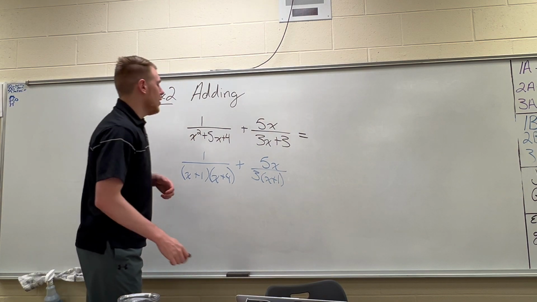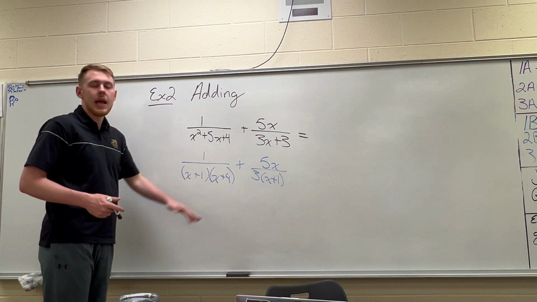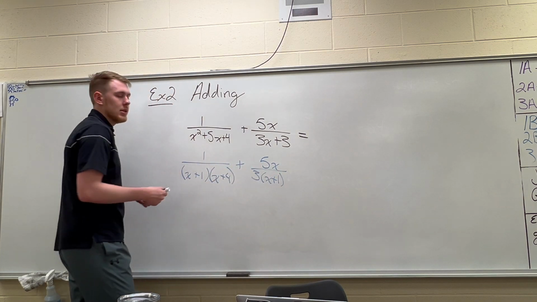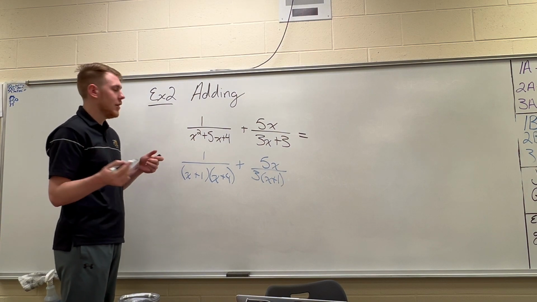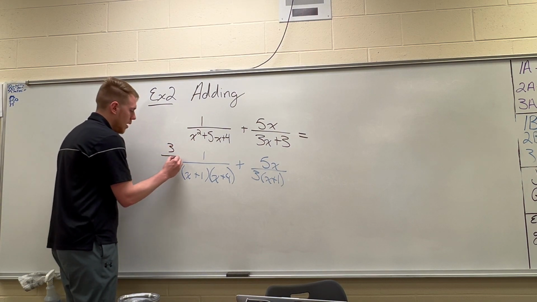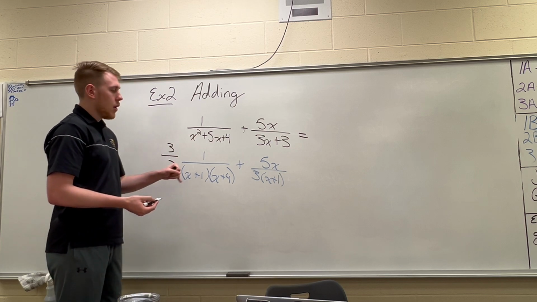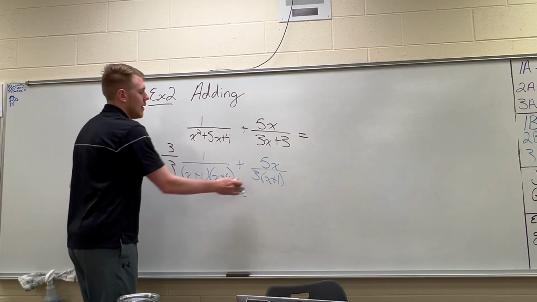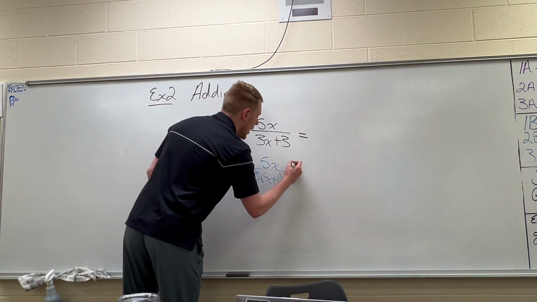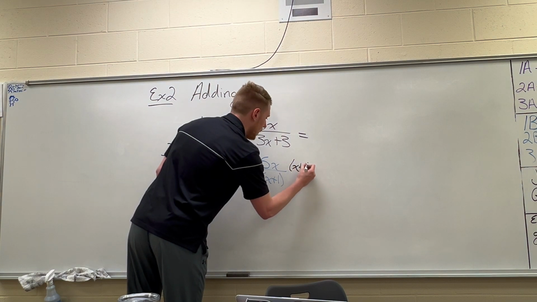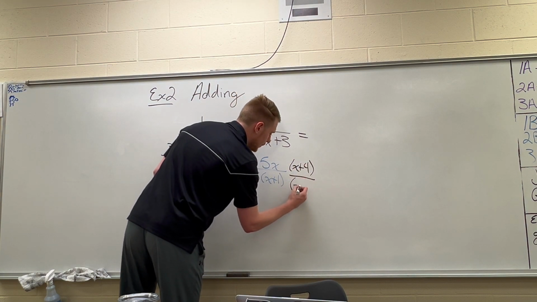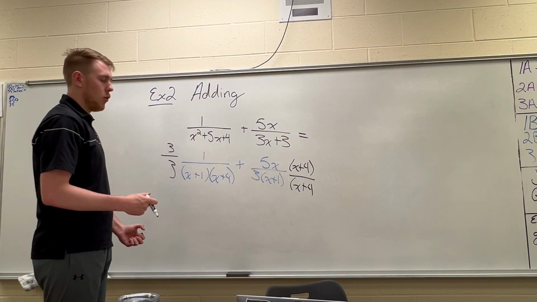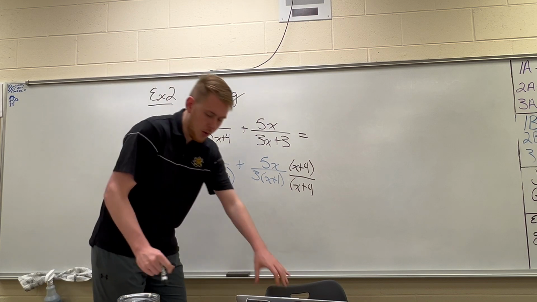Well, that's easy. What you have to do is get these to look the same. So how can I make this look like this and this look like this? Okay, you're gonna be like, huh? Multiply the top and the bottom by 3. Come over here. What's this one missing? If this has a 3 and an x plus 1, this has a 3 and x plus 1, this is missing an x plus 4. So now I can multiply this top by x plus 4 over x plus 4. Okay? And from here, you multiply across and then add.